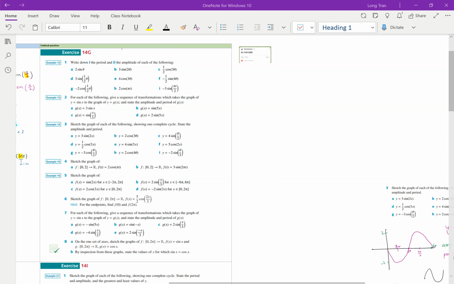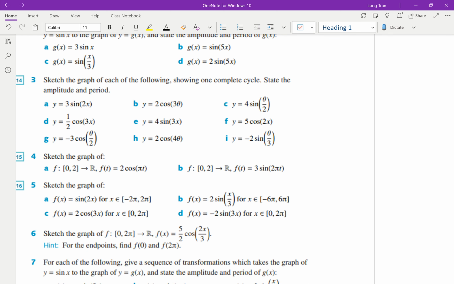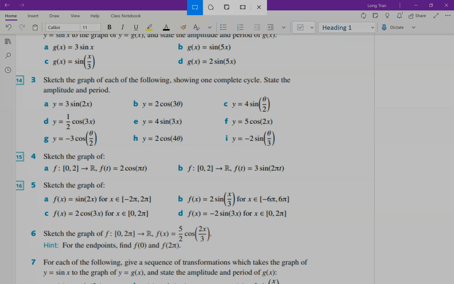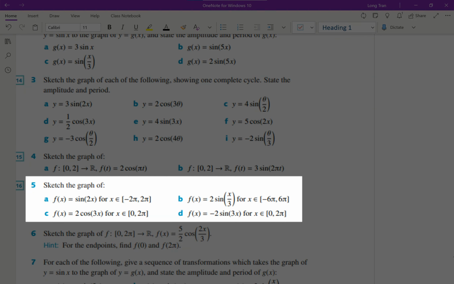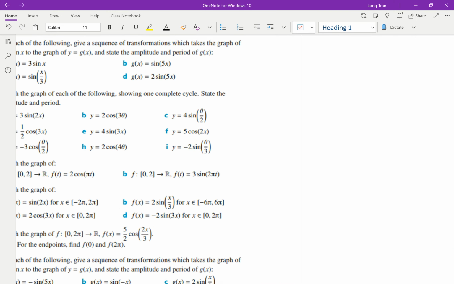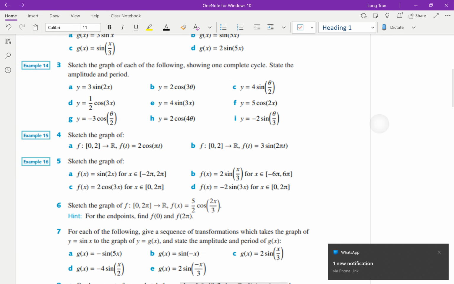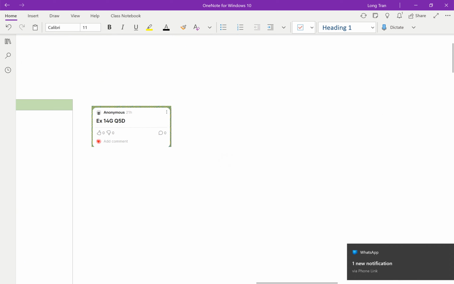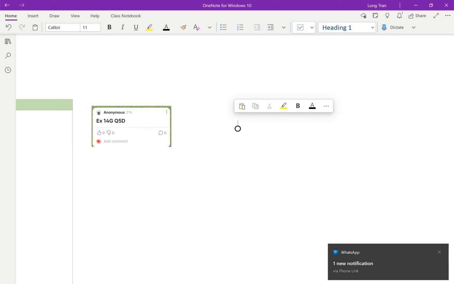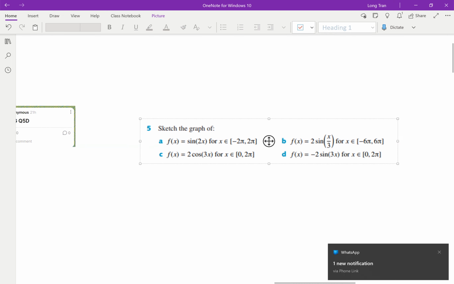Hey there, let's have a look at this question 5D, how to sketch a cosine function. So I'm just going to copy this question 5 over here. 5D, negative sine. Wait, that's not a cosine function. I'll do C and D just in case you meant 5C. But let's have a look.